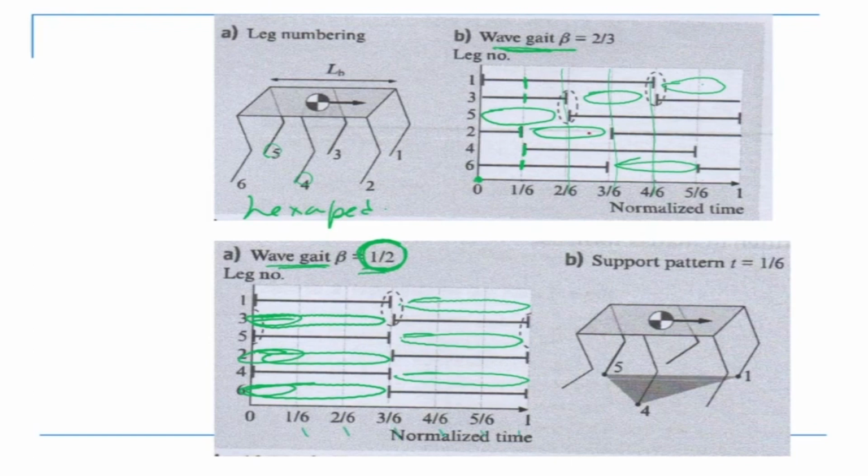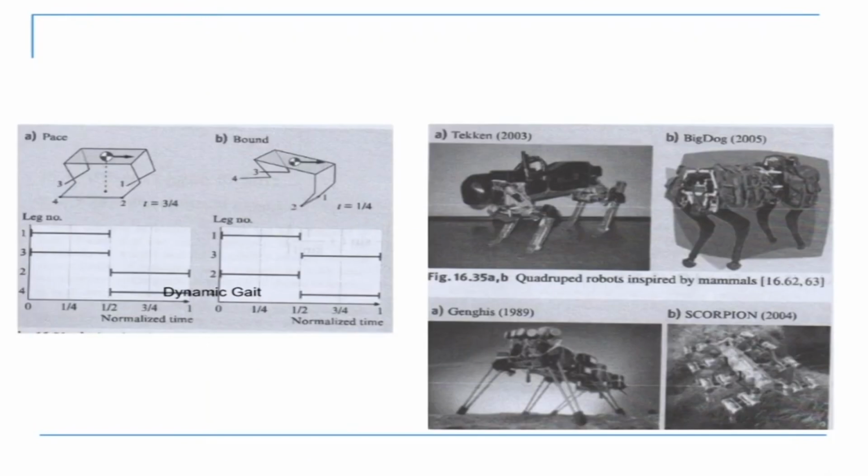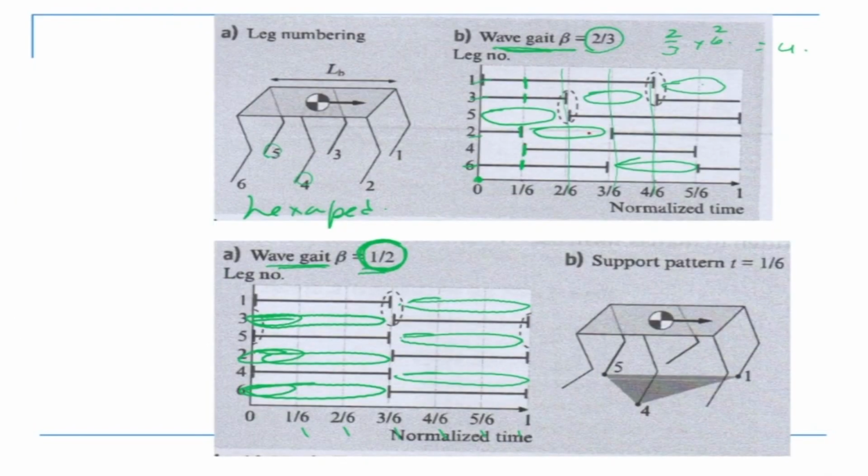Here, duty factor 2 by 3 means the same thing. Out of total time, if I do 2 by 3 into 6, there are 6 parts, so 2 into 2 is 4. That means 4 legs are on the ground at any instant. So there are 1, 2, 3, 4 on the ground. So this is basically what we mean by wave gait and creep gait.